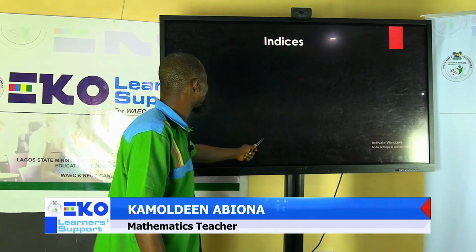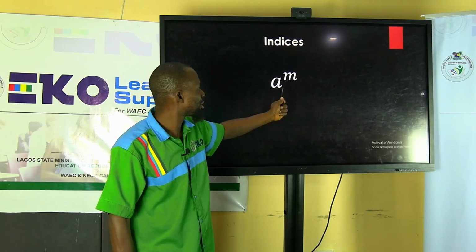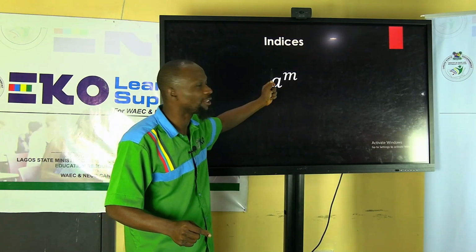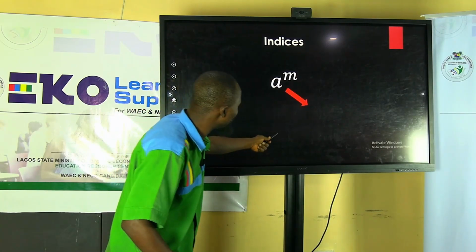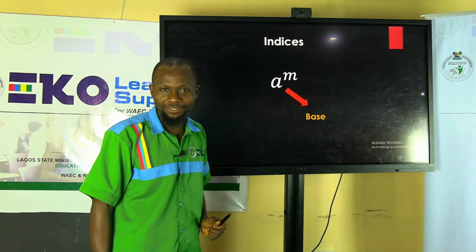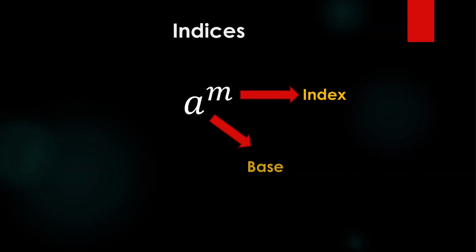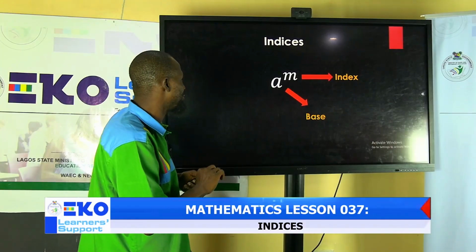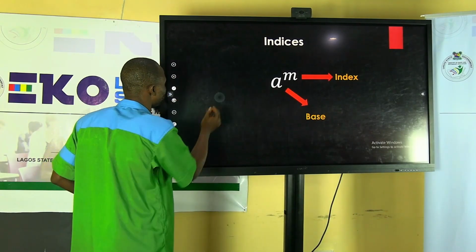When we say indices, we mean a number in this form: a raised to power m. Don't call it "am"; it is a raised to the power of m. A is called the base, and m is called the index, power or exponent. Having this format, we should be able to write examples of numbers in indices.